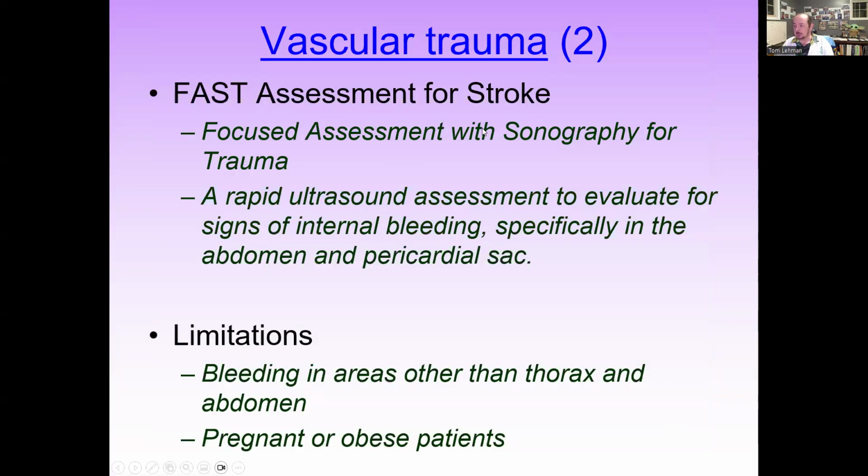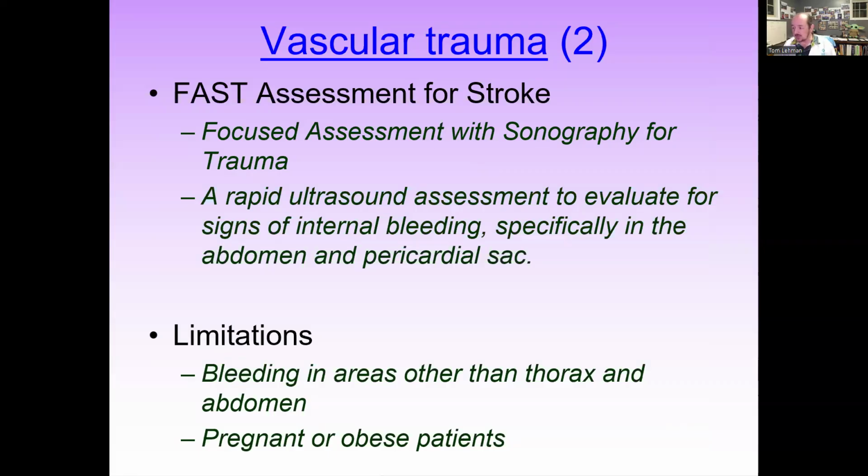The FAST assessment is focused assessment with sonography for trauma. Make sure you know what FAST stands for. This is a rapid ultrasound assessment we use to look for signs of internal bleeding. This is one of the best ways we can tell if we suspect your patient has had a stroke. We use this to do ultrasound of the pericardial space, the abdominal space, and we can see major bleeding occurring within the body and quickly analyze to see if there's having an internal vascular trauma.